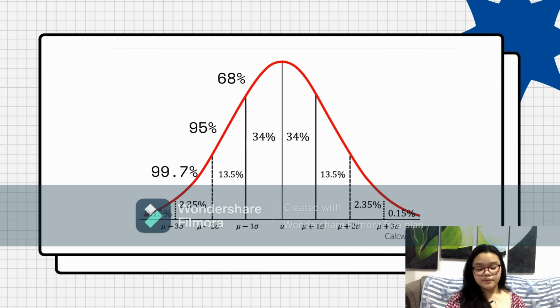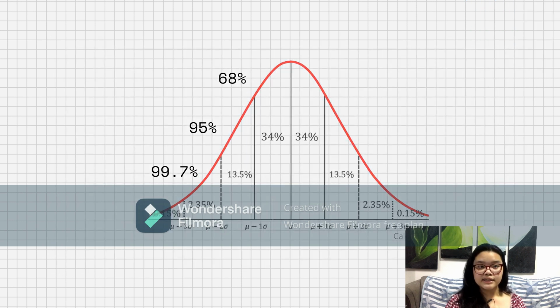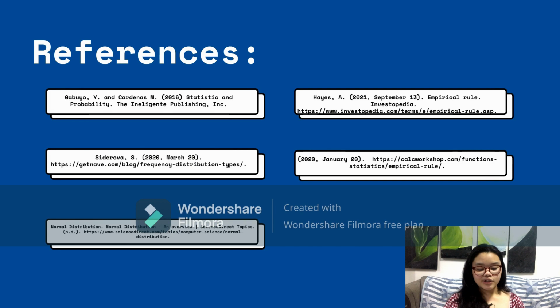Based on the picture given, we can see that the areas of the normal distribution are already stated, which can be helpful as we go along with the next topic. And that's the end of this discussion. I hope you learned something from me. Thank you.